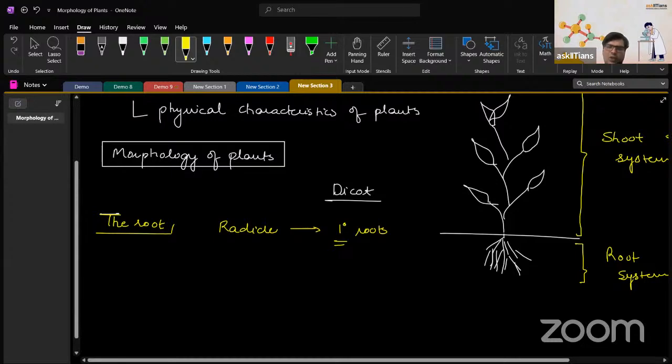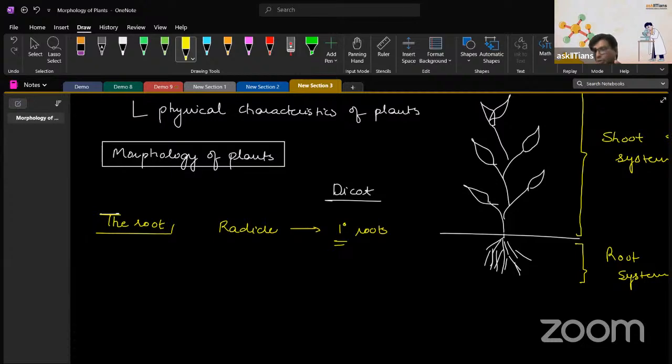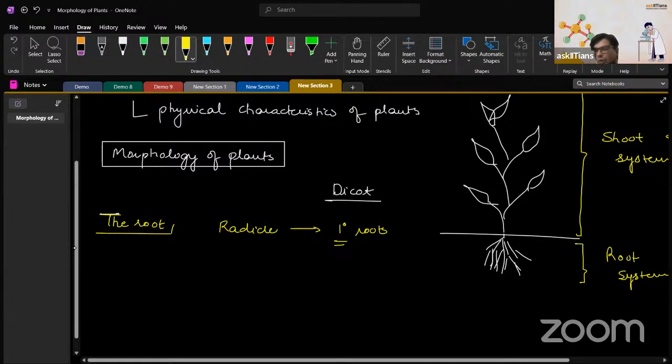Now we know that the roots are responsible for absorption of water and minerals from the soil. It also provides support to the plant because some plants can grow quite big. So basically the roots are the anchoring system of the plant, and they are also there to absorb the water and the minerals which are present in the soil.